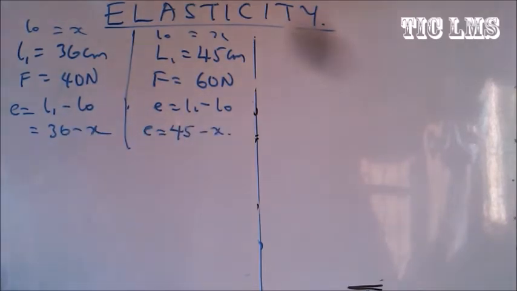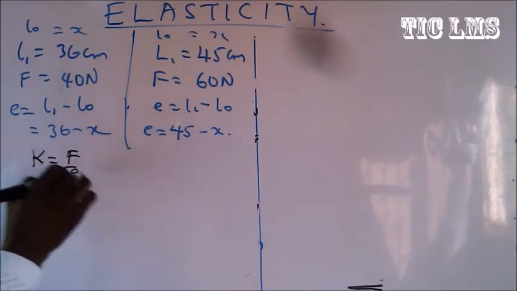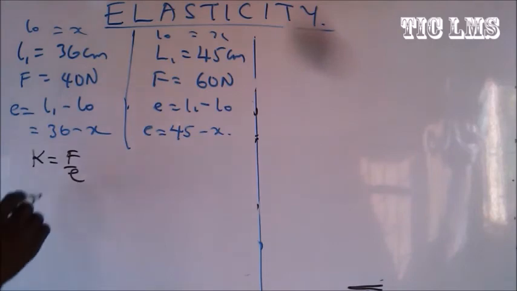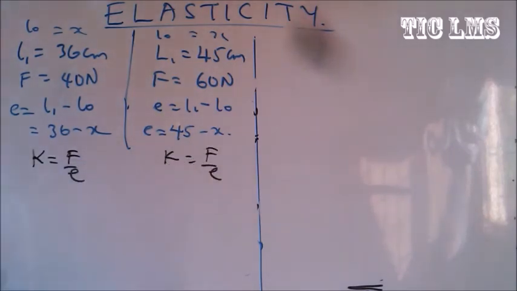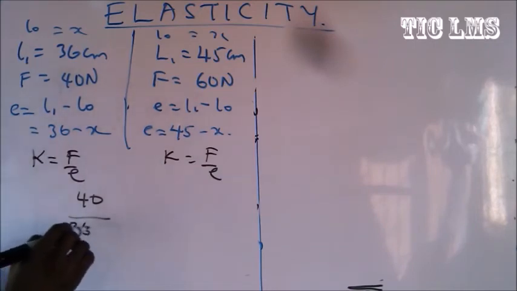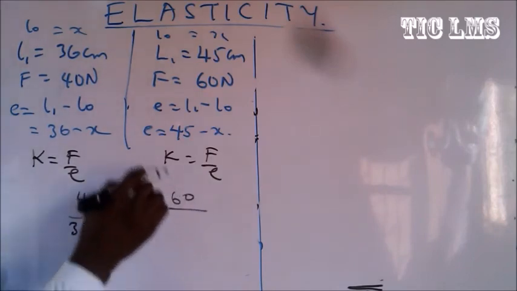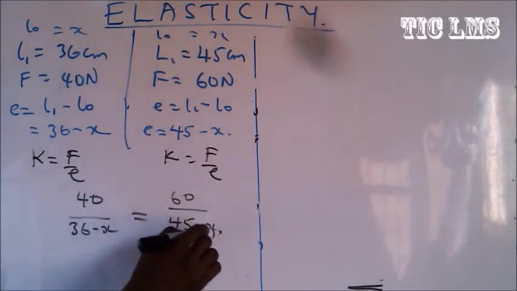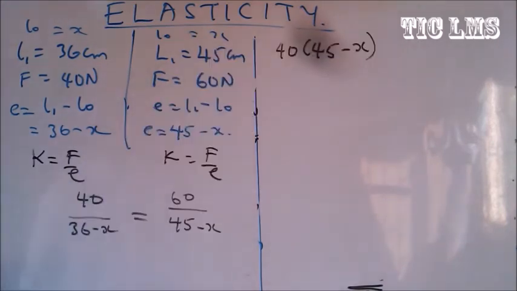That is the extension. We bring in our formula that says that the force constant equals force over extension. So here it's also applicable. Now what we'll do is that since the constants are the same thing, we'll equate the two equations. So the force here is 40 Newton and the extension here is 36 minus x, equal to the force here, which is 60 Newton, over the extension, 45 minus x. So we cross multiply.